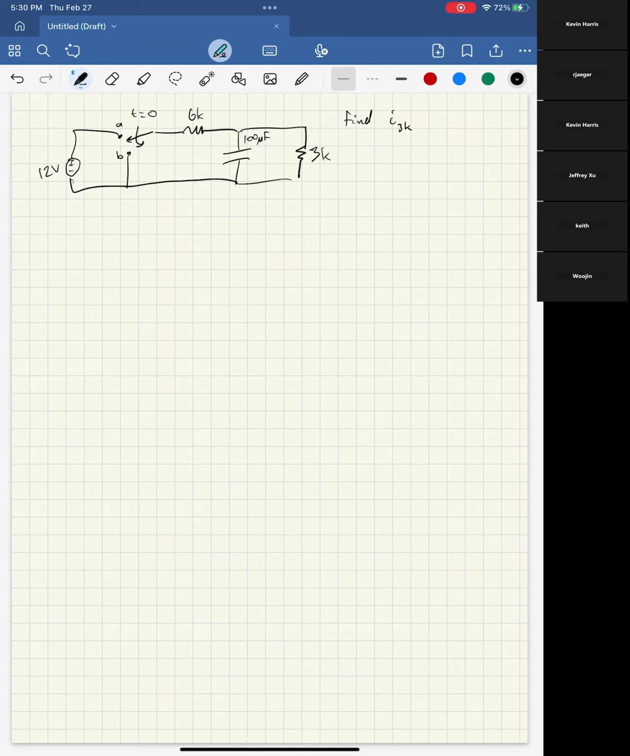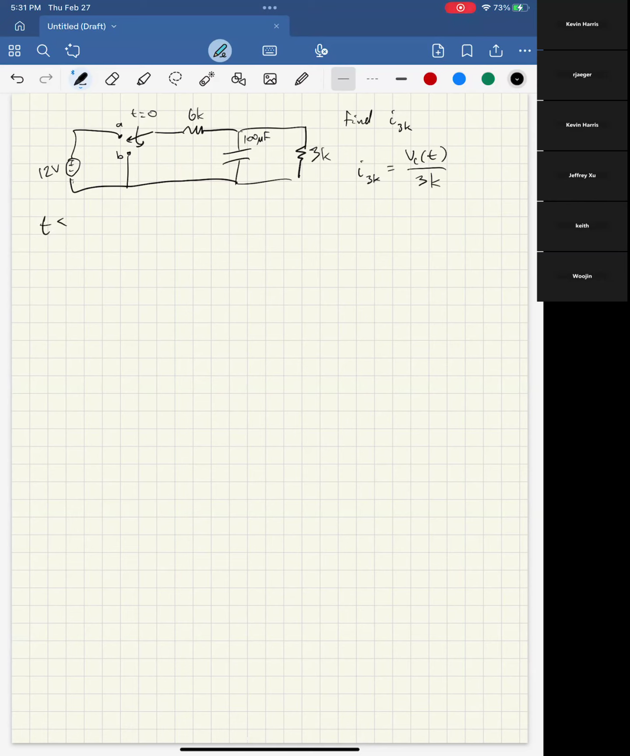And if we look, that 3 kilo ohm is in parallel with the capacitor. They share their ends, right? So they're in parallel. And that means that the voltage here is the same as the voltage here. So what that tells me is that I of 3K will simply equal that voltage across the capacitor, which is the same as the voltage across the 3K, divided by 3K. And that would be what we're looking for. So again, we're just finding VC of t.